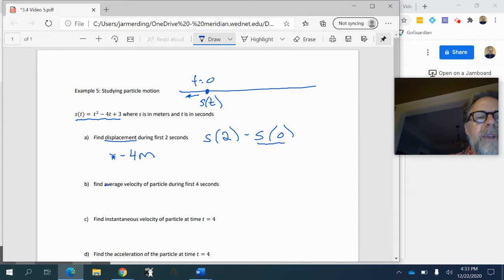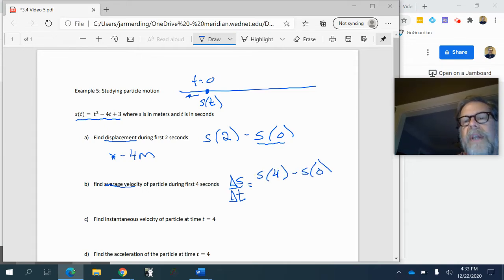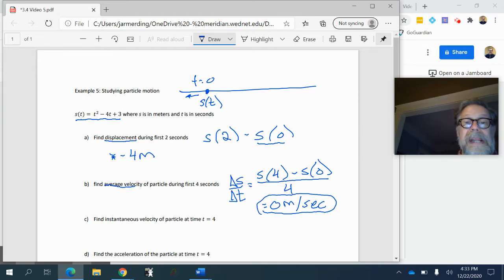So its initial velocity is in fact in that direction. All right, average velocity. Well, average velocity, change in position over change in time. So that's going to be S of 4 minus S of 0. Again, remember, change in position, the displacement, not the position at time 4, divided by the 4-second interval. And what we actually get is that this is 3 minus 3 divided by 4, which is 0 meters per second. So after 4 seconds, it's back where it started.